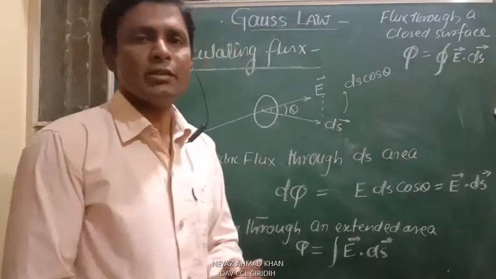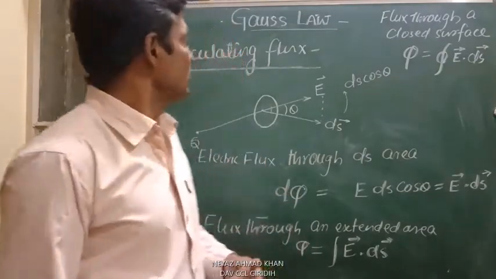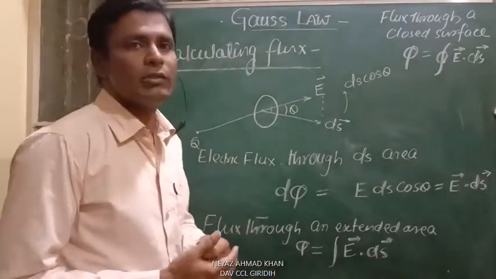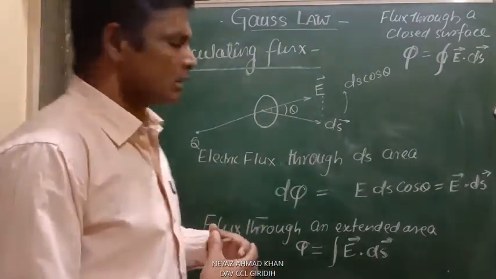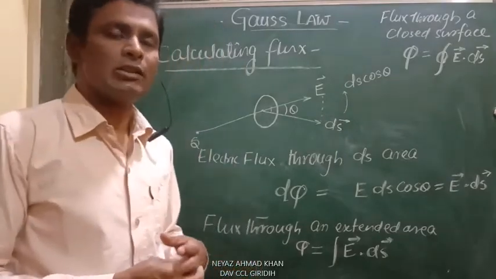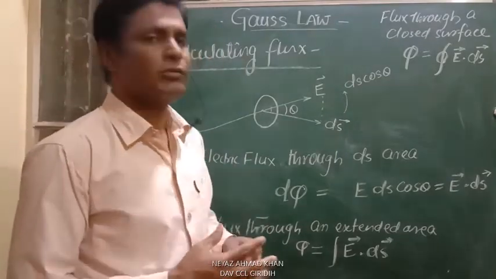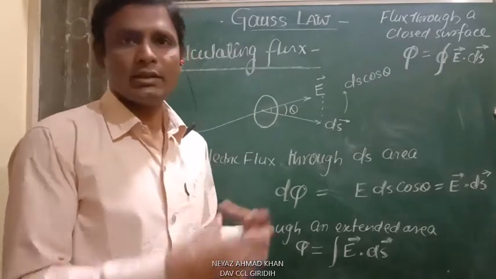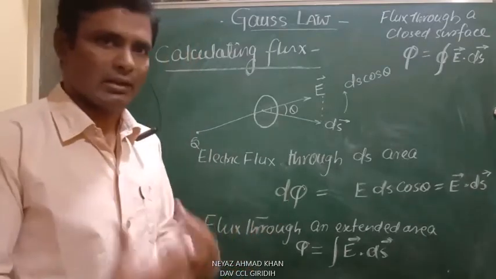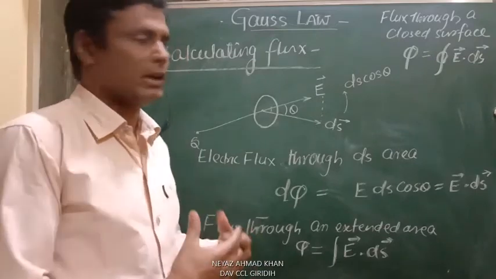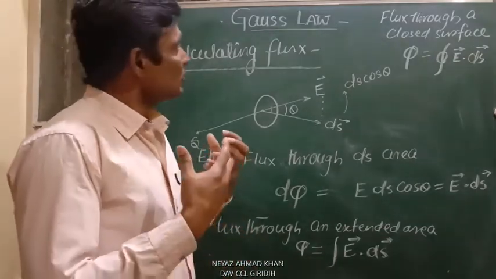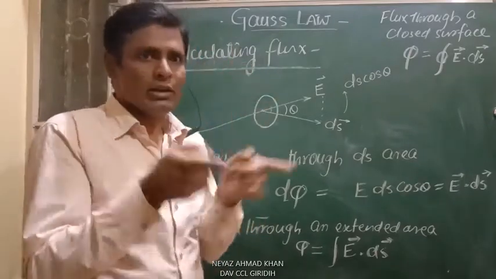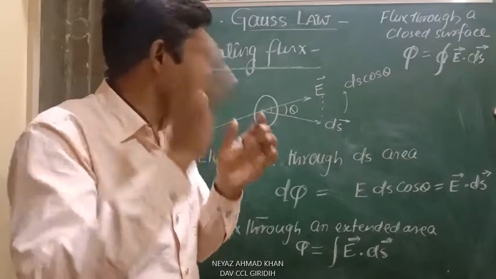But before discussing Gauss law we need to know what flux is and how we can calculate flux through an area. Flux is the number of lines passing normally through a given area. That is, electric field lines. We are discussing electrostatics, so the lines will be electric field lines, and flux is the total number of electric field lines passing normally through a given area.